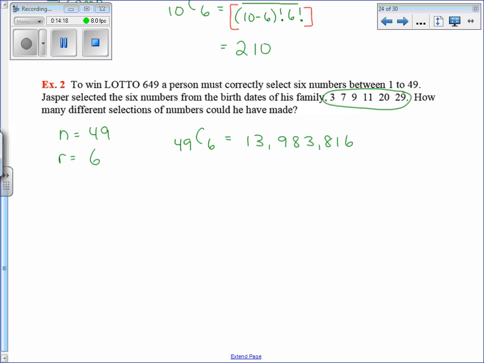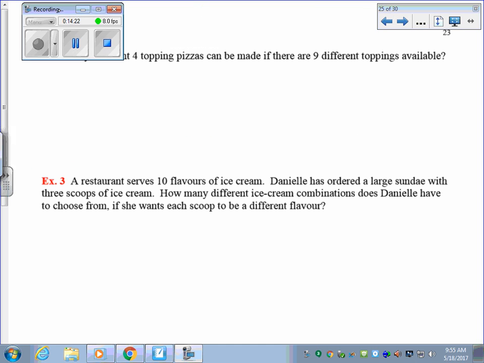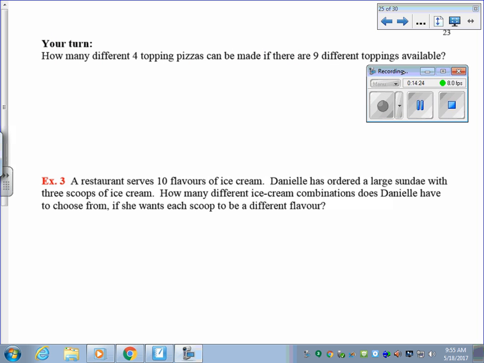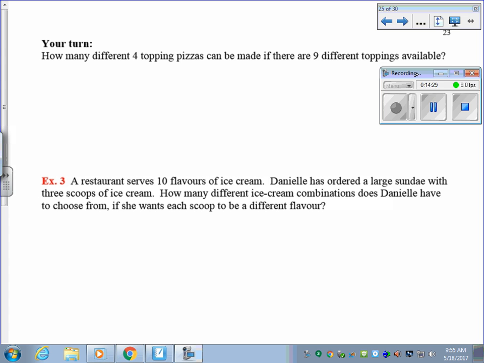Okay, next page, I believe, is a question for you guys to try. So you can pause the video here at this point if you want, or you can just kind of carry on. So how many different 4-topping pizzas can be made if there are 9 different toppings available? So I'm going to assume you paused a little bit, and I'm writing the answer out here, but you should know how to do it.